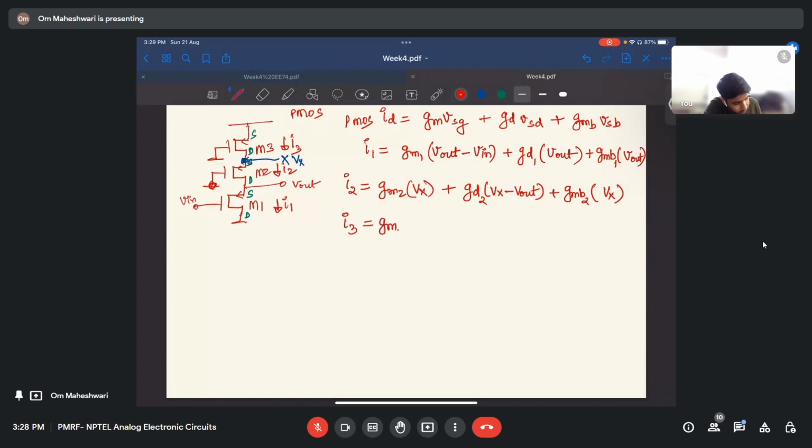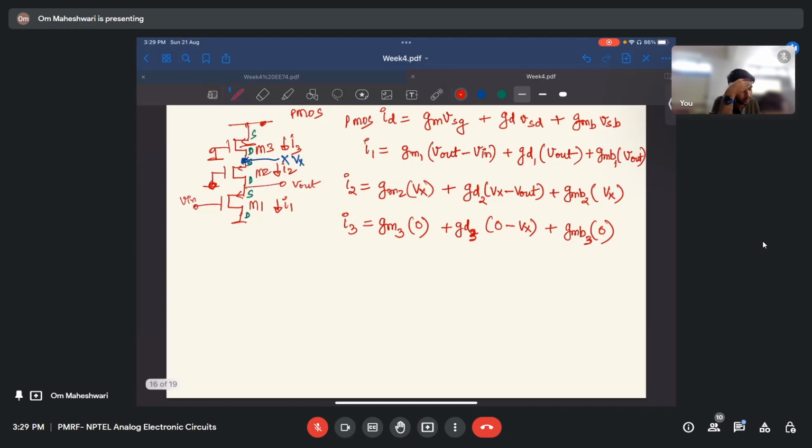I3 will be gm3 times VSG, and Vs and Vg are both ground, so 0, plus gd3 VSD. Vs is 0 minus Vx, plus gmb3, and the source is grounded and the body is VDD, so it is also 0. So we have these three sets of equations, so we will use them to solve for Vout by Vin.